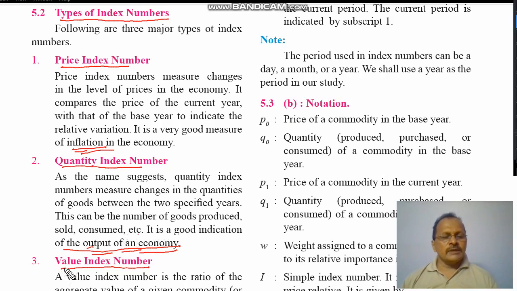And third one, value index number. It is just product of price and quantity. You know that when you multiply price by the quantity, you will get value, and to measure the value of the business you can use value index number.